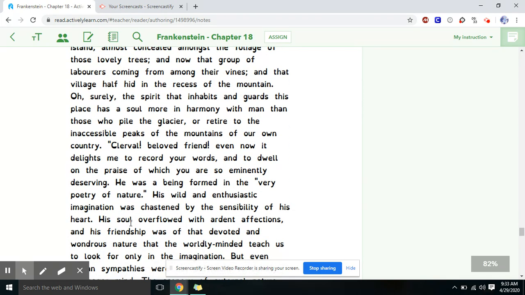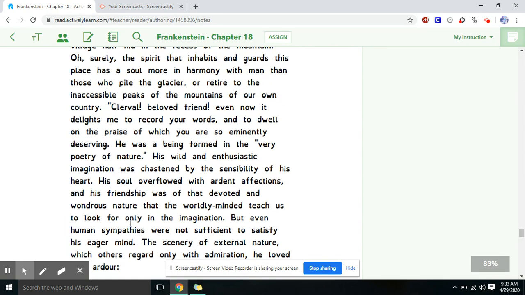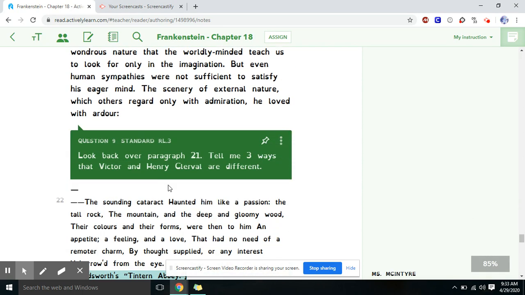Again, lots of description of the scenery. That's great romantic content in here. All of this obsession with how beautiful it is.